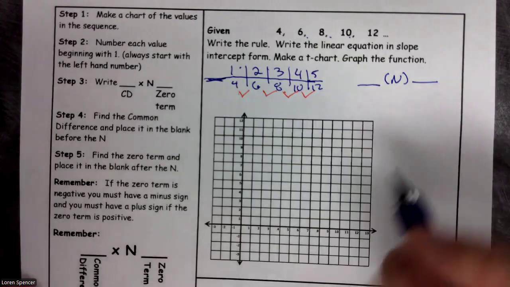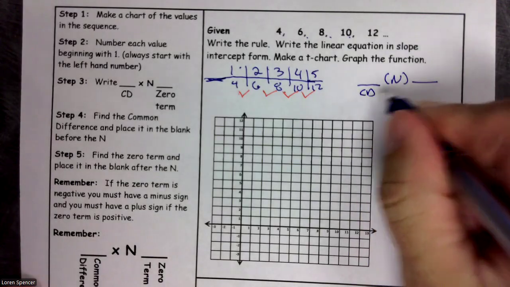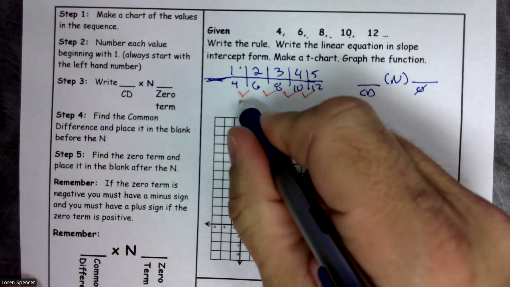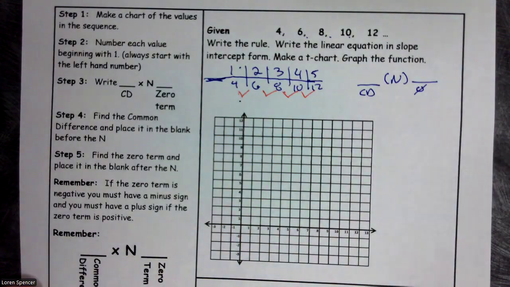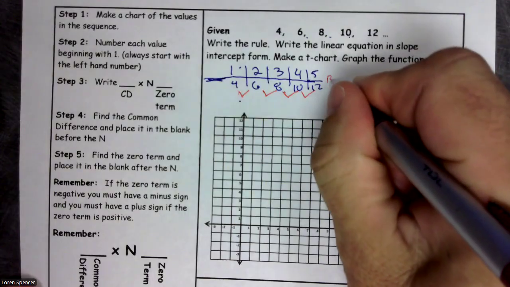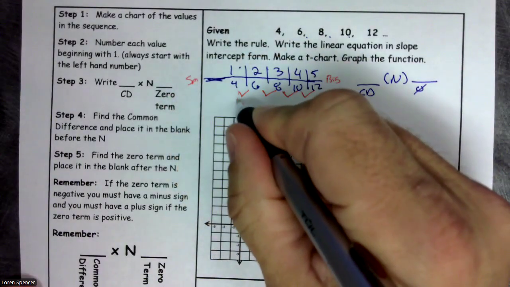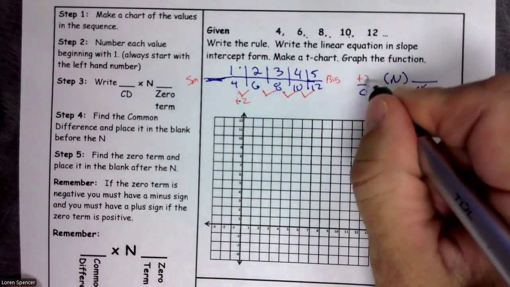And this is my common difference. This is my zero term. So what are we changing by? Well, we're getting bigger as we go to the right. So this is big, this is small. So we're adding 2, so this is plus 2.